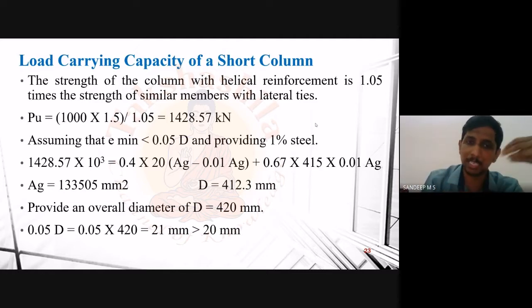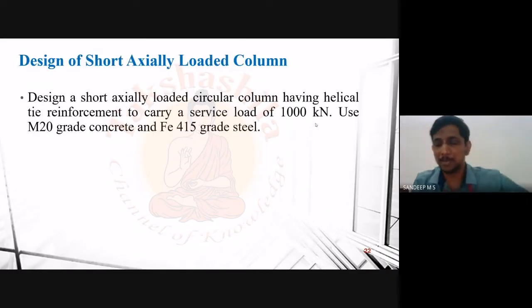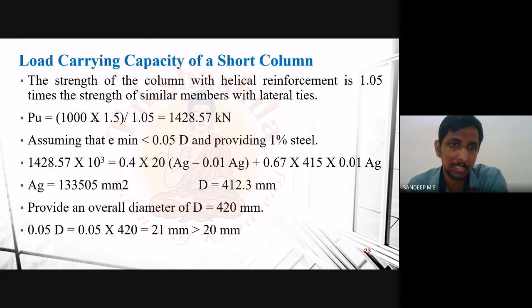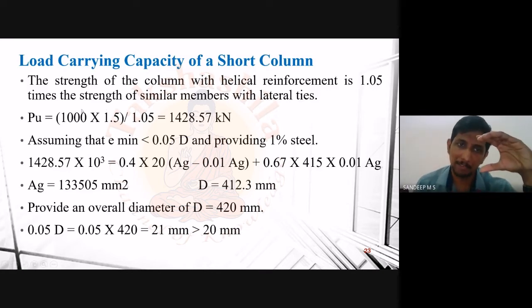So basically in this question they have given a service load of 1000 kilonewton. So this is the load that should be carried by this column. Okay, so the first thing that we will do is multiply this 1000 by 1.5 so that we will get the factored load. In order to find the load carrying capacity for a normal column, what we have to do is divide this by 1.05. So we will get the load carrying capacity corresponding to a normal column. Since we have helical reinforcement, for this factored load we have to divide that by 1.05.